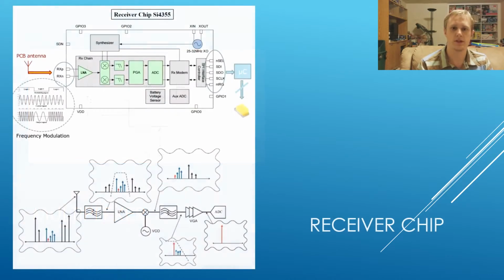The top picture is the schematic for a receiver chip designed by Silicon Labs. It shows the different components the company uses to build the chip. The bottom picture shows what happens to the signal as it passes through each component. In the receiver chip, the signal from the antenna is passed to a low-noise amplifier, which also acts as a bandpass filter. This type of amplifier focuses on amplifying the received signal without significantly degrading the signal-to-noise ratio.